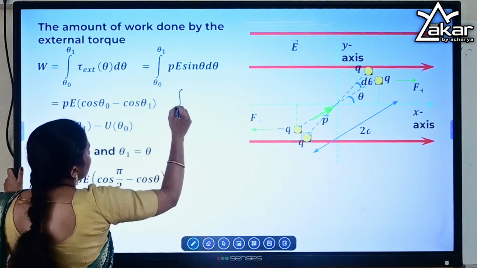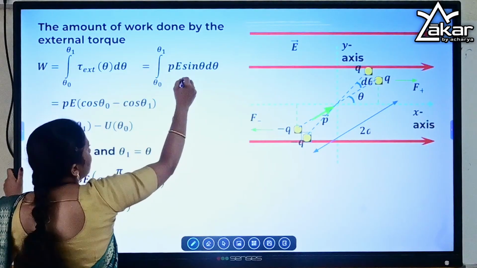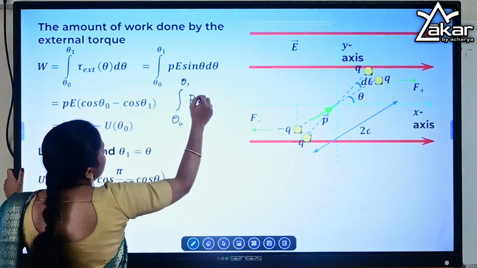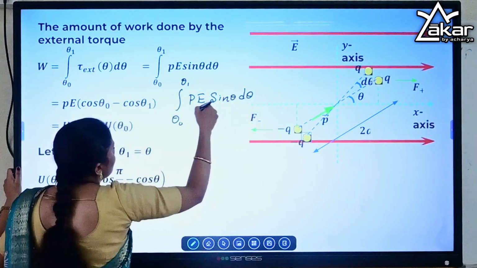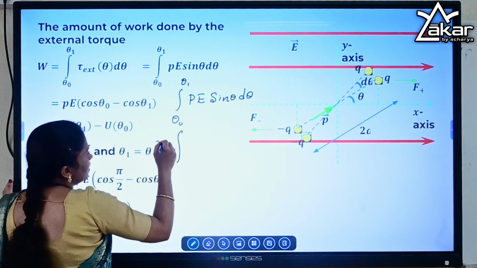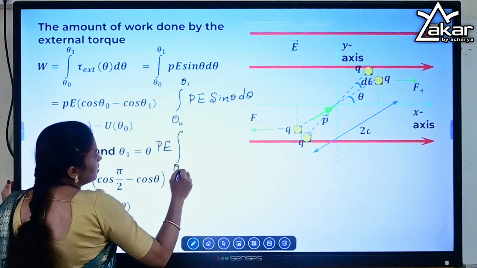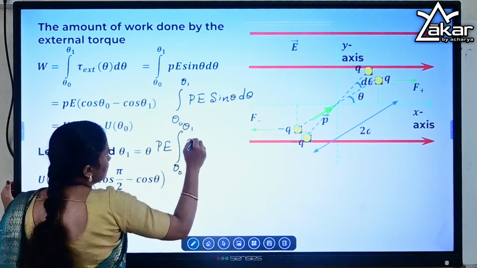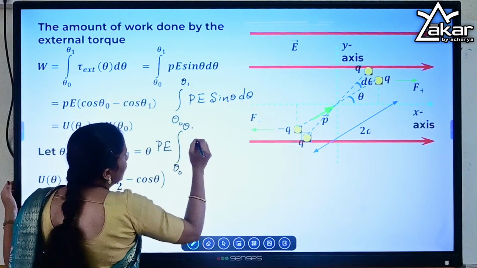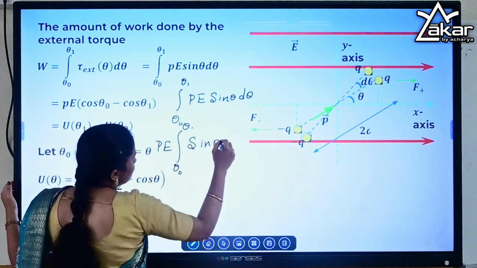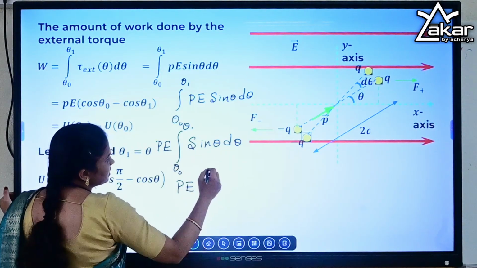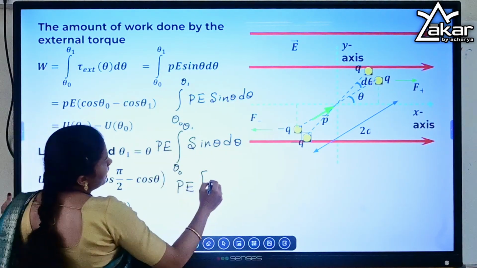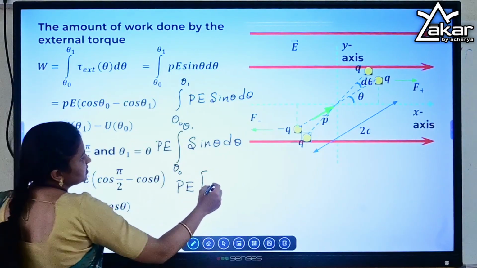So here, integral of theta naught to theta 1 PE sin theta d theta. Now we have to take PE outside, integral theta naught to theta 1 sin theta d theta. Okay, so now PE write as it is. Now what is the integration of sin theta? What is the integration of sin theta? Minus cos theta.